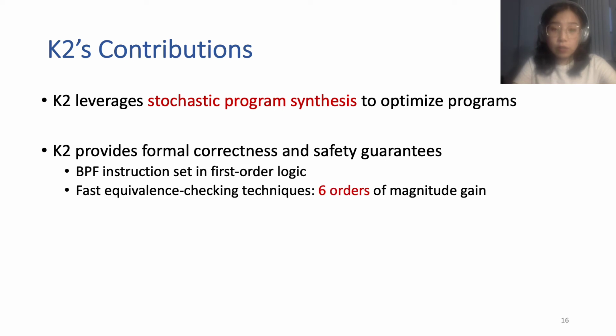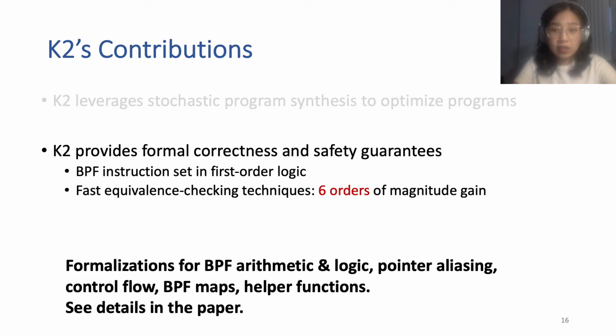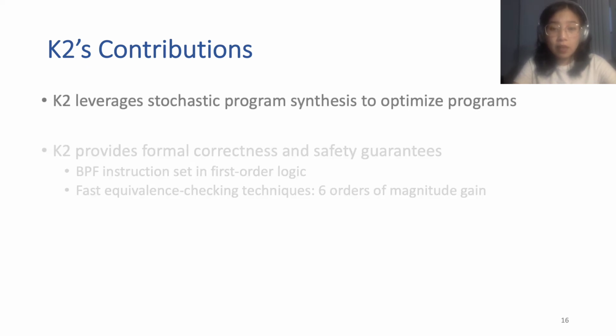We introduce several domain-specific techniques that reduce equivalence checking time by 6 orders of magnitude compared to naive formalization. Our formalization can encode practical BPF programs. It handles arithmetic and logic instructions, memory aliasing, control flow, BPF maps, and helper functions. You can see the details in our paper. Next, I'll unpack why and how K2 uses stochastic program synthesis.